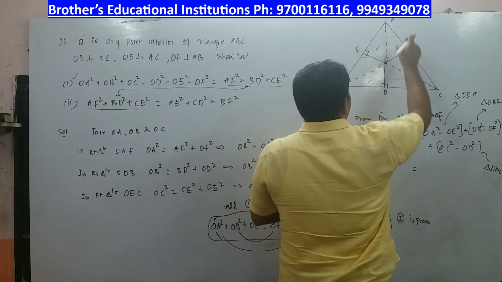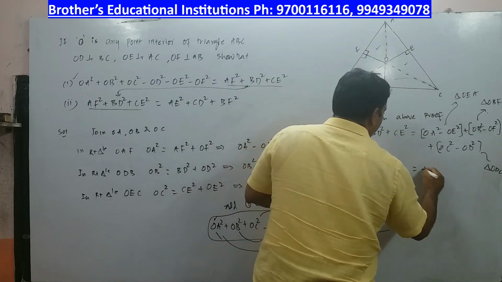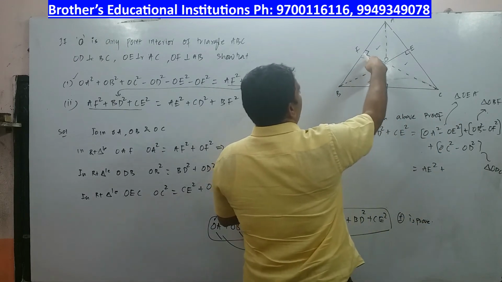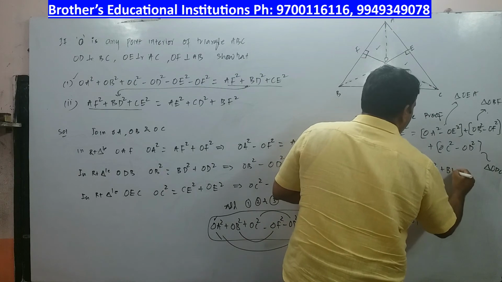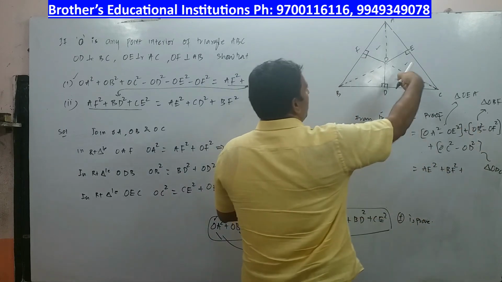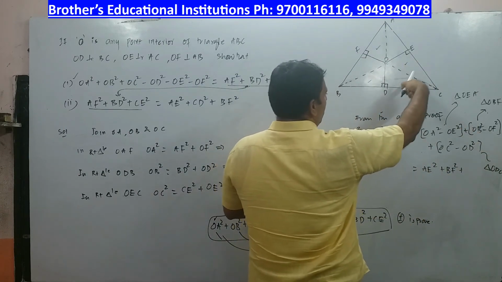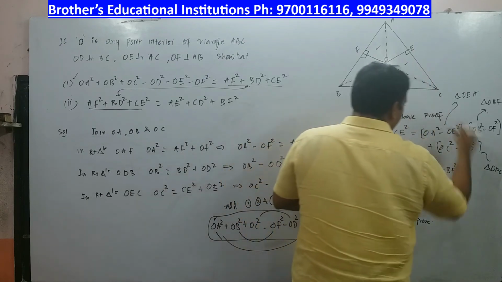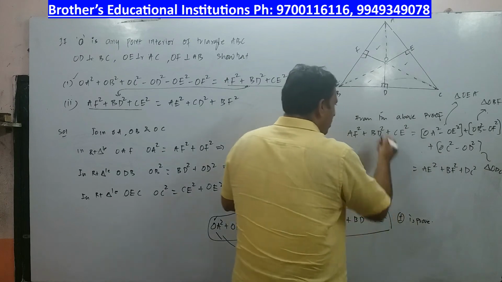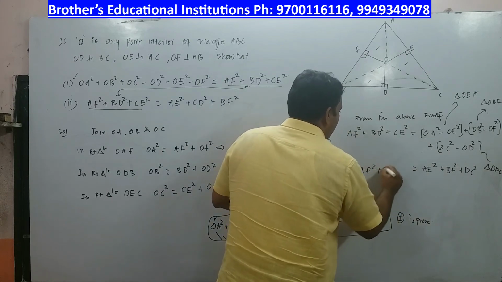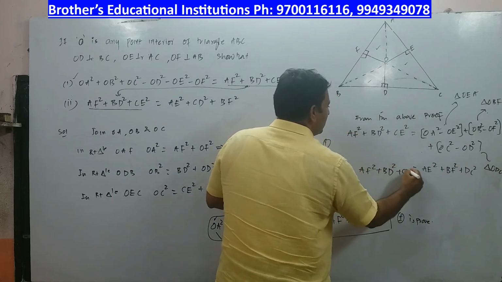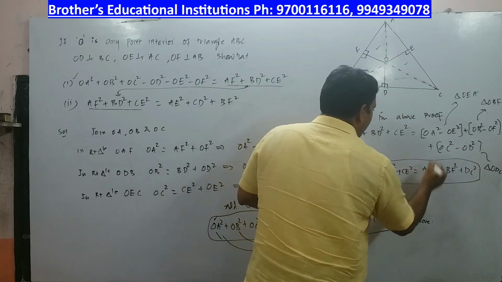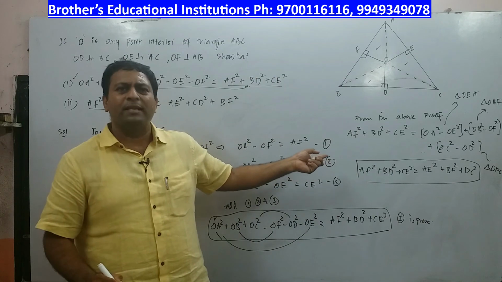What am I going to get? OA square minus OE square is equal to what? AE square. Similarly, OB square minus OF square is equal to what? BF square. Similarly, OC square minus OD square is equal to what? DC square or CD square. So therefore, AF square plus BD square plus CE square is equal to what? AE square plus BF square plus DC square.